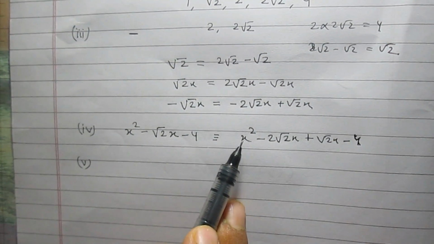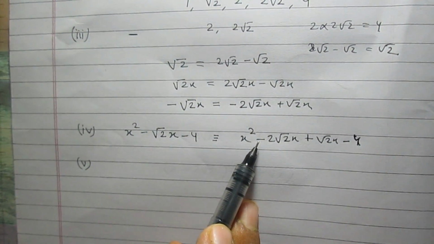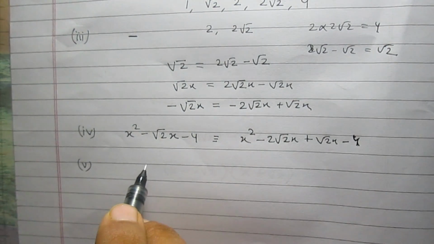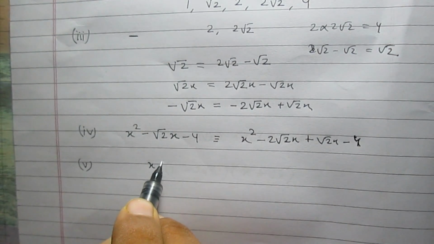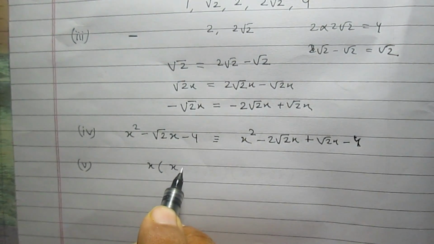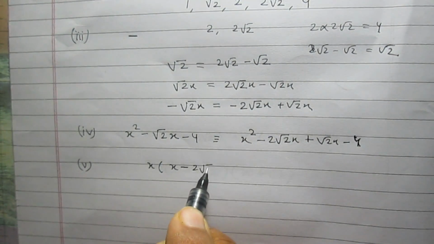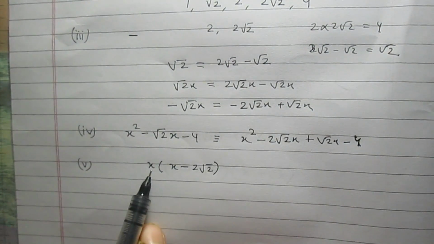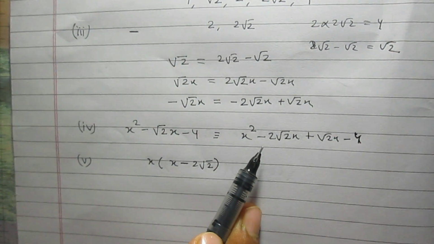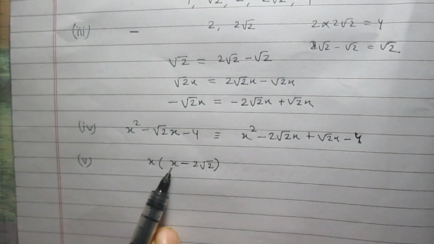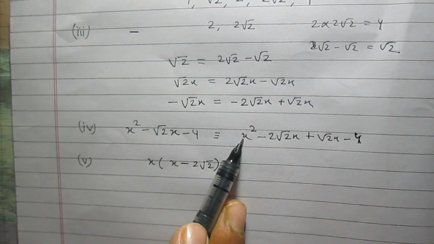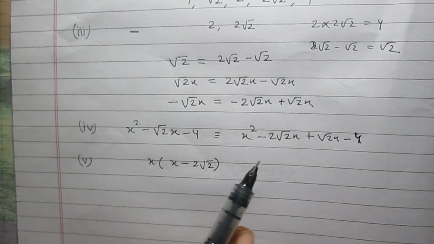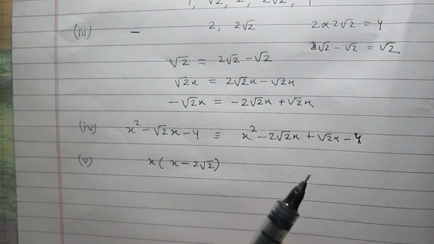The first two terms are x square and minus twice of square root 2x. They can be factorized as x whole multiplied by x minus twice of square root 2. You can check after multiplying them whether the factorization is correct or not. X in multiplication with x gives x square. X in multiplication with minus twice of square root 2 gives minus twice of square root 2x.